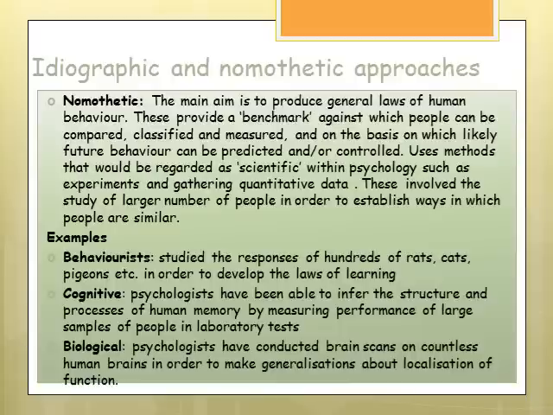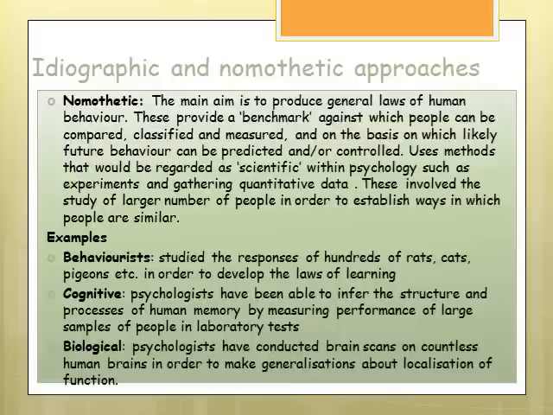They provide a benchmark which people can be compared, measured and classified against. And the likelihood of future behaviour can be predicted, so we can say this is what's going to happen, and can be controlled or treated. They use methods which would be considered as scientific and generally gather quantitative data. These involve the study of generally larger number of people, so a larger sample size, in order to establish ways in which people are similar.